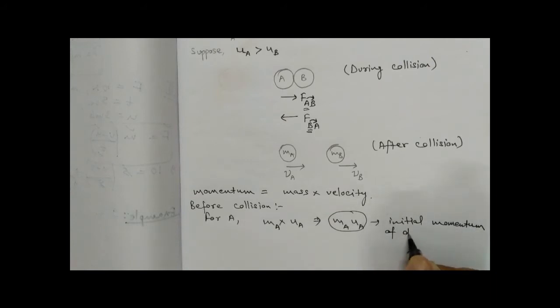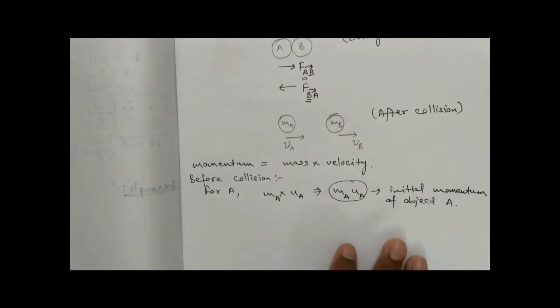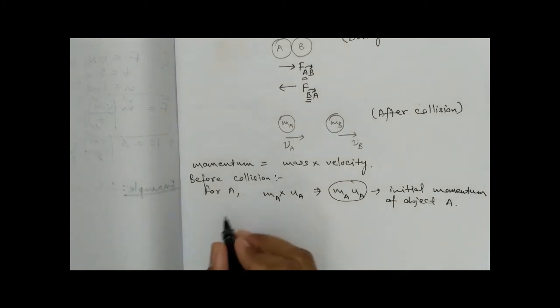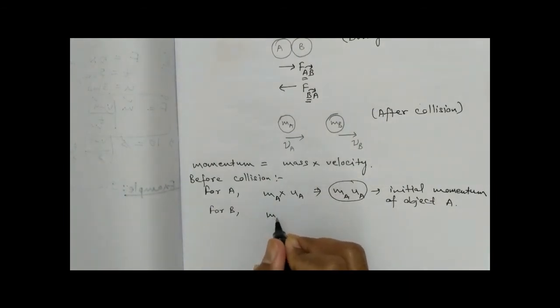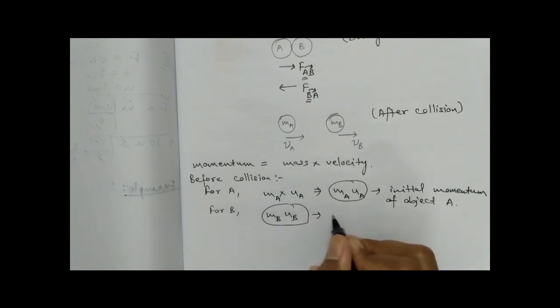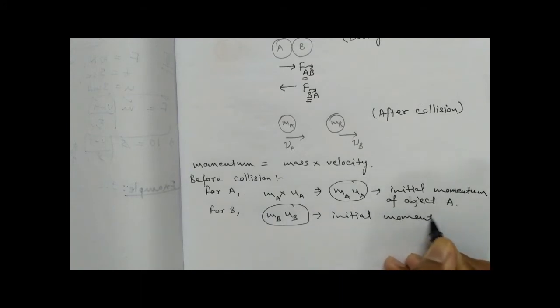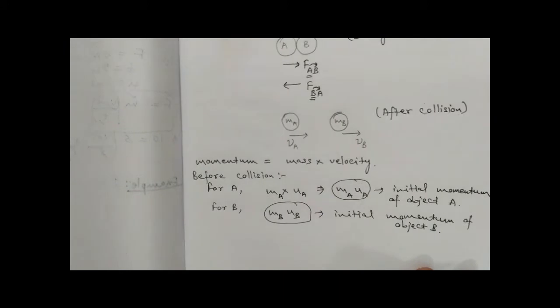of object A. Similarly for B, the initial momentum will be mass into velocity. So mb ub. This will be the initial momentum of object B.